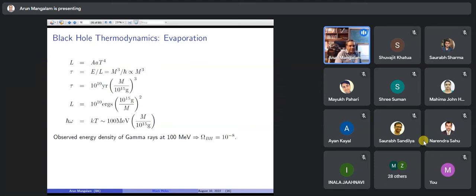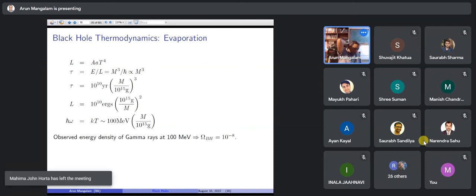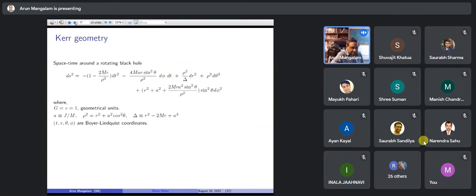And it would radiate at 10 to the power 10 hertz. And then you would get about 100 MeV in the radiation, or the photon energy would be that much. And so if you look at gamma rays at 100 MeV, that is about 10 to the power minus 8 of the closure density of the universe. So about a 10 to the power minus 8 fraction could be primordial black holes. This is sort of a limit on the size of primordial black holes.